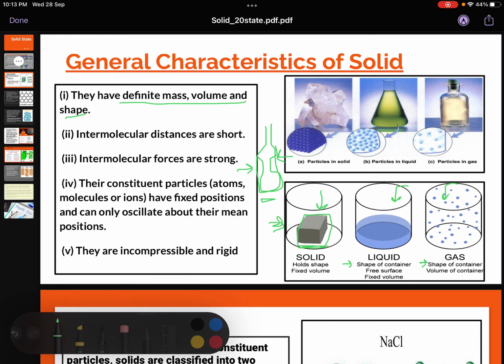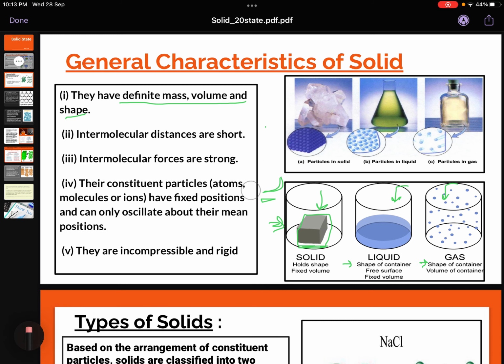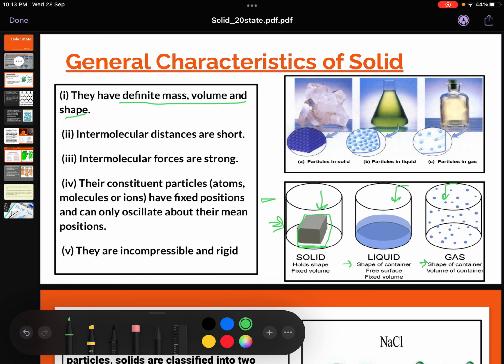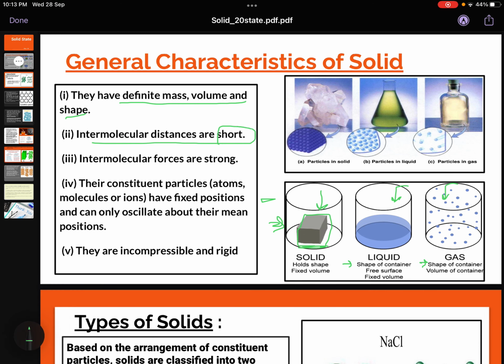Now look at the next point. Intermolecular distances are short in solids. The distances among the molecules which constitute a solid are very short. Look at this diagram now. The A part is showing the particles in a solid, okay? You can see here how compactly the particles are arranged. The intermolecular distance means the distance between two molecules. These distances are very short in solids, okay? And when we talk about liquids and gases, these intermolecular distances are larger.